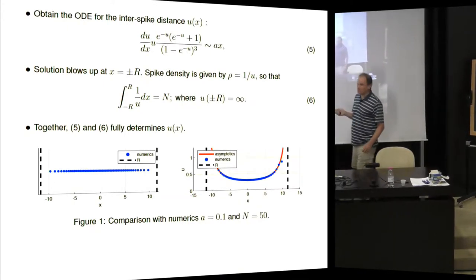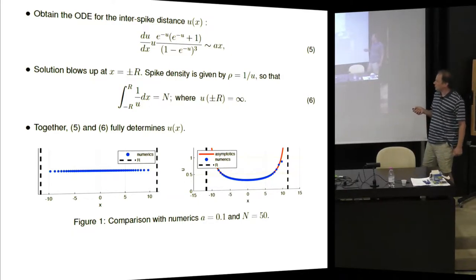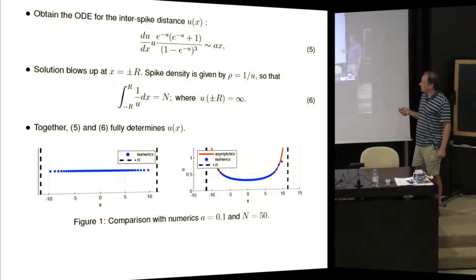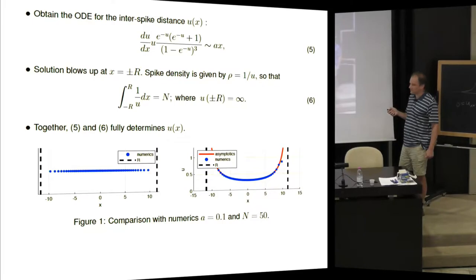And that's just a separable ODE. This is a separable ODE that you get, and that ODE determines the interspike distance, essentially. That's the equation for the interspike distance in the limit where n becomes very large.